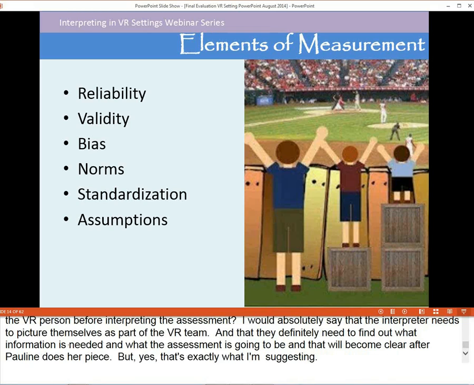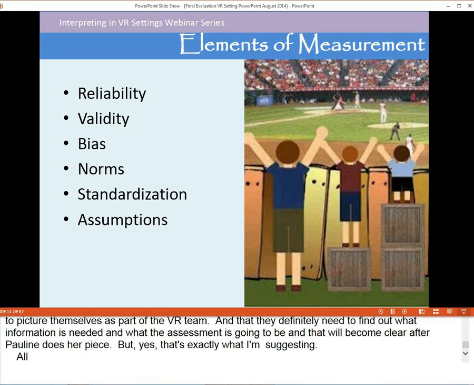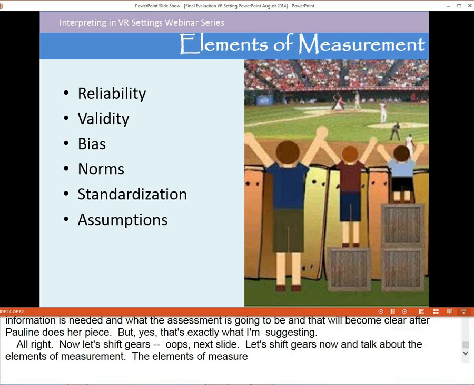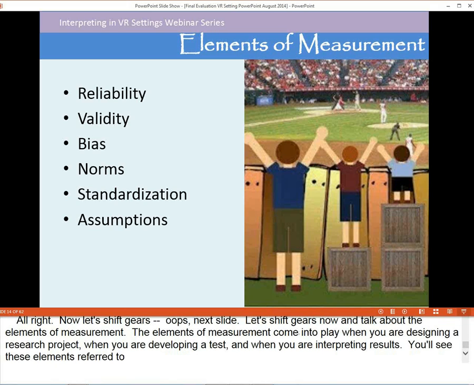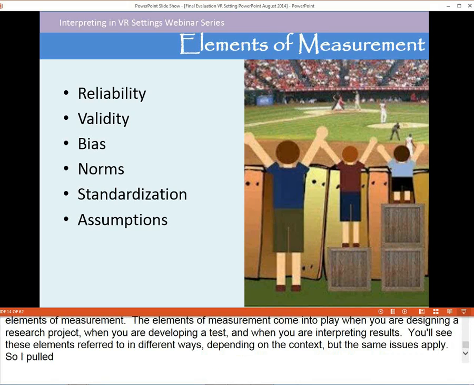Okay? All right, so now let's shift gears. Next slide. Okay, let's shift gears and talk about the elements of measurement. The elements of measurement come into play when you're designing a research project, when you're developing a test, and when you're interpreting results. You'll see these elements referred to in different ways, depending on the context, but the same issues apply. So I've pulled these elements: reliability and validity, bias, norms and standardization, and assumptions from my trusty old assessment textbooks.